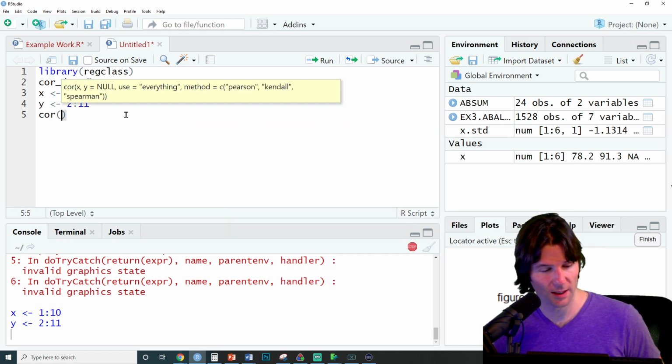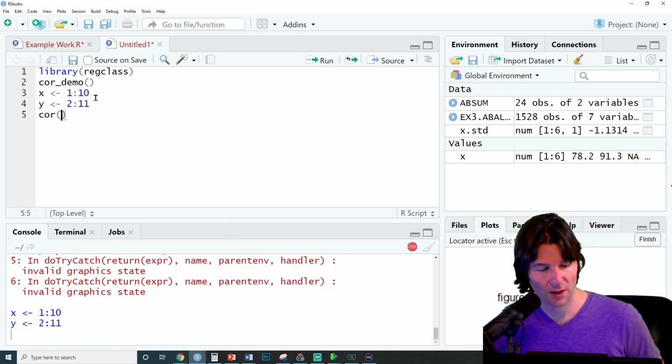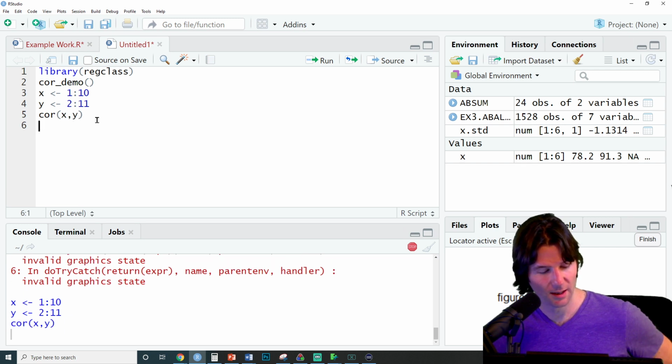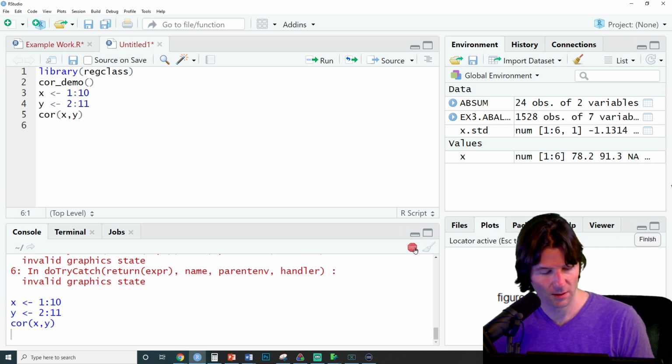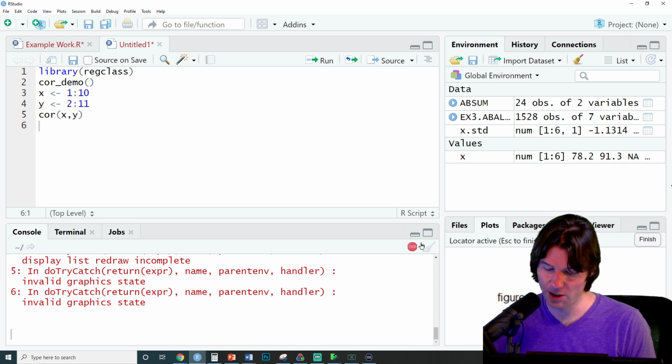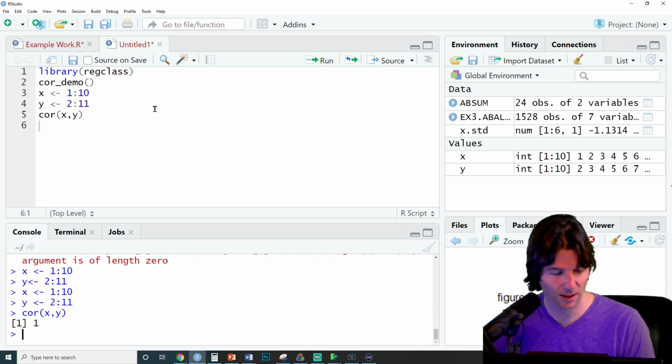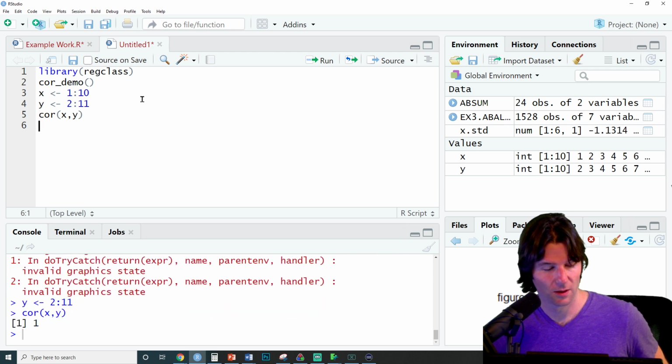I think it's cor. There it is. And then you put in your two vectors. So you just put in X and Y. Oh, really? What's going on? Oh, to finish. Sorry. There it goes. And there's the correlation.